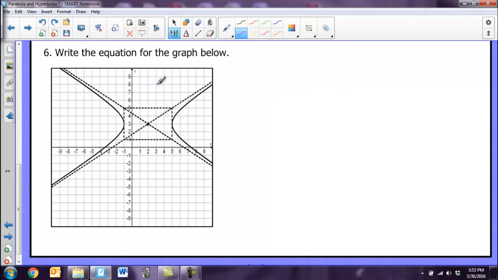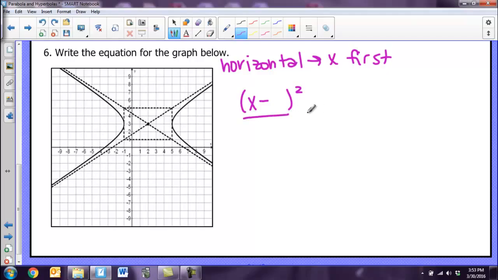So the first thing is I look and see if it's horizontal or vertical. My branches are opening side to side, so I know it's horizontal, which means that my x comes first. Okay, I'm trying to get ahead of myself here. So since it's horizontal, I put my x first over something minus y minus something over something equals 1. Okay, that's just our equation because I know it's horizontal.